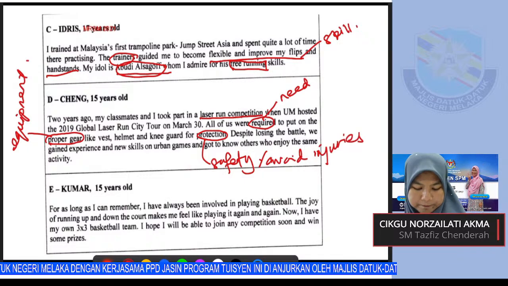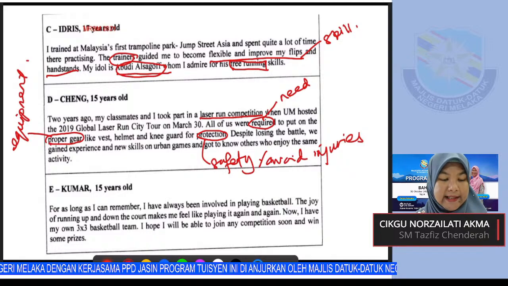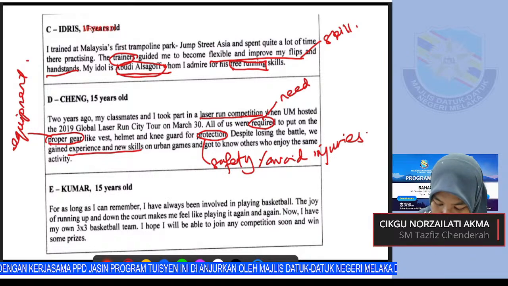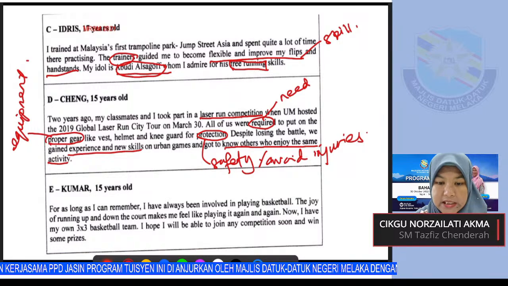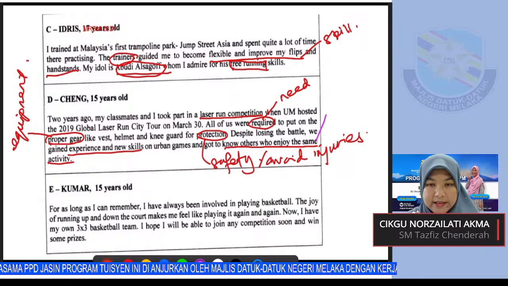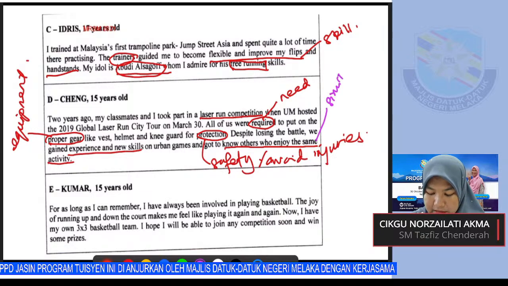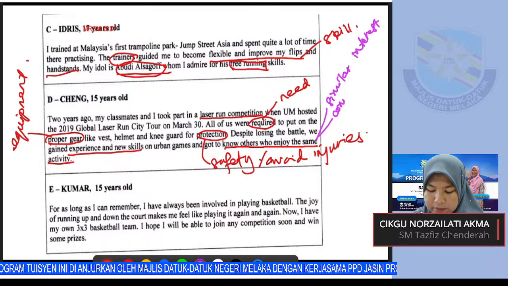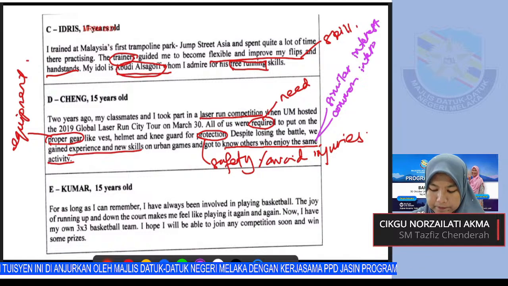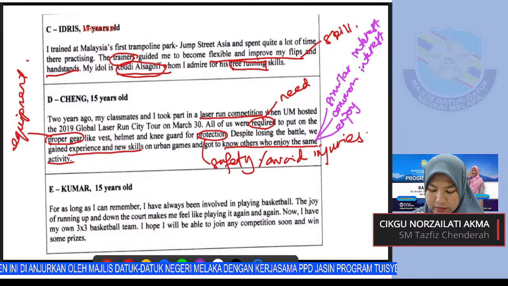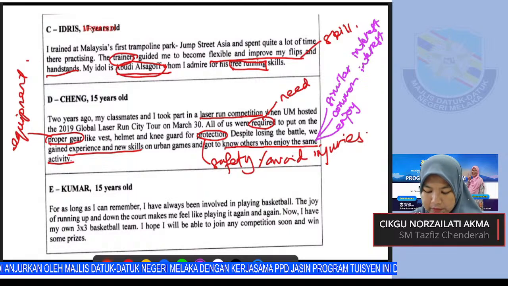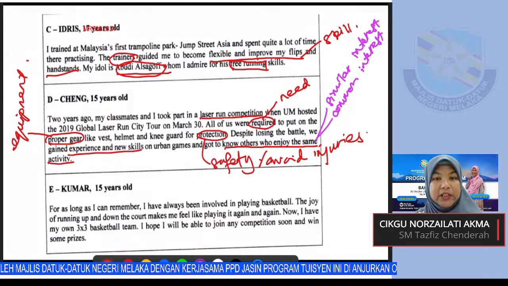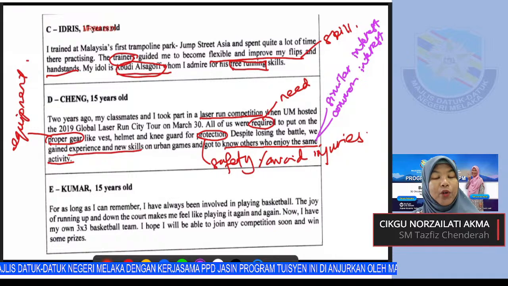Okay, and here Chang said he gained experience and new skills, as well as got to know others who enjoyed the same activities. It means that here Chang met people with similar interests, or they have common interests. Okay, here Chang said he met people with similar interests with him, or people who have common interests as him.